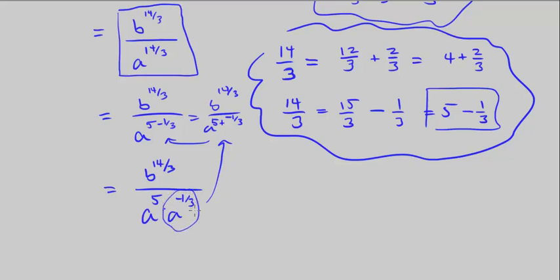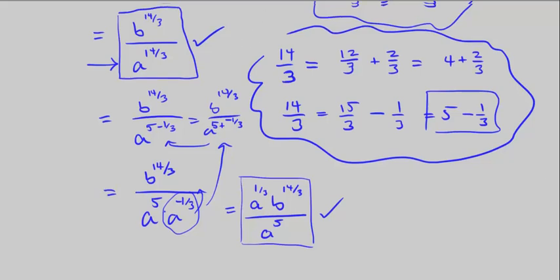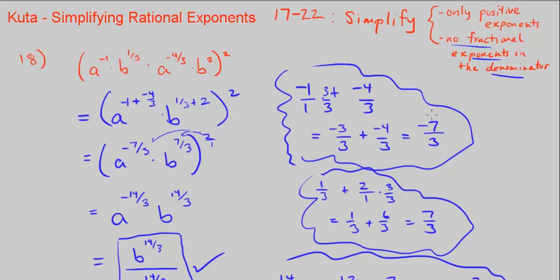And here I can move this into the numerator, so I get b to the 14 over 3. I move this up, I get a to the positive 1 over 3, and a to the 5 in the denominator. So this is what the instructions ask you to do. They ask you to look at having no fractions in the denominator's exponents, but I'm okay with that. But if you want to continue on, this will be acceptable as well as this. Okay, let's move on to the next problem, number 19.